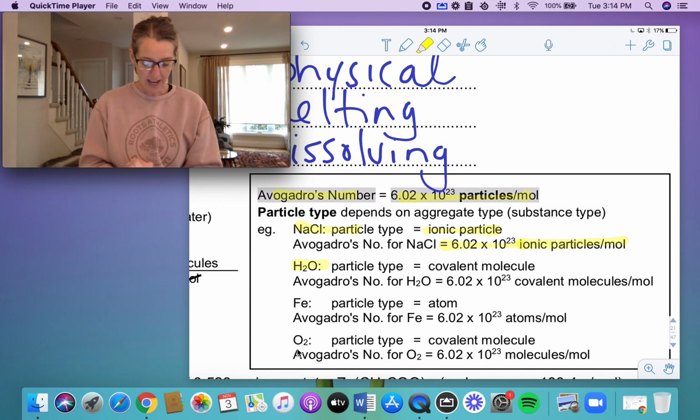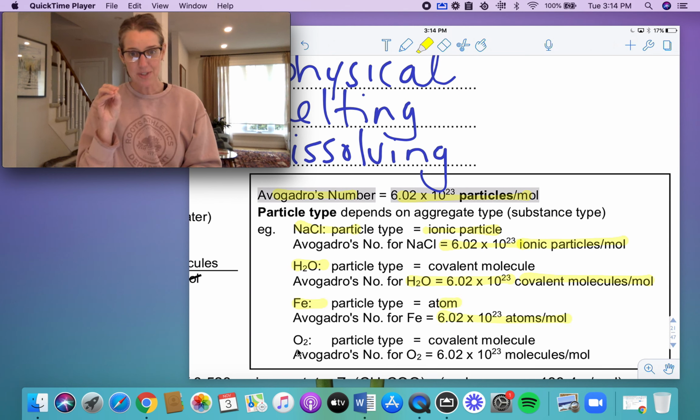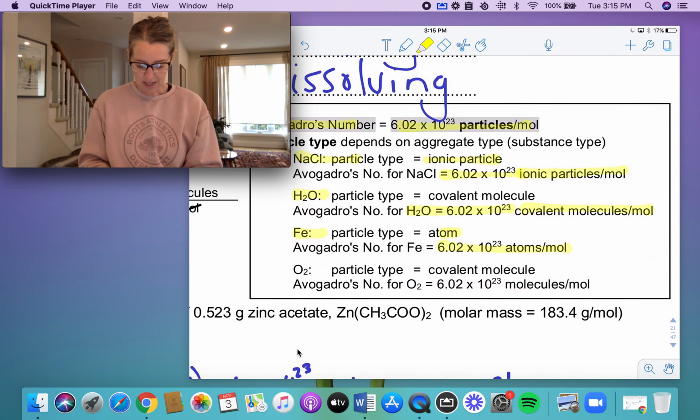So if I was looking at water, which is a covalent molecule, these are our molecular compounds, I could be talking about 6.02 times 10 to the 23rd waters, and then I would refer to them as covalent molecules. Okay, what if that particle type is an atom, like Fe? Well, then I could be talking about Avogadro's number of atoms per mole, or I could be talking about molecules per mole. So see how I'm looking at these different specifiers in my units.